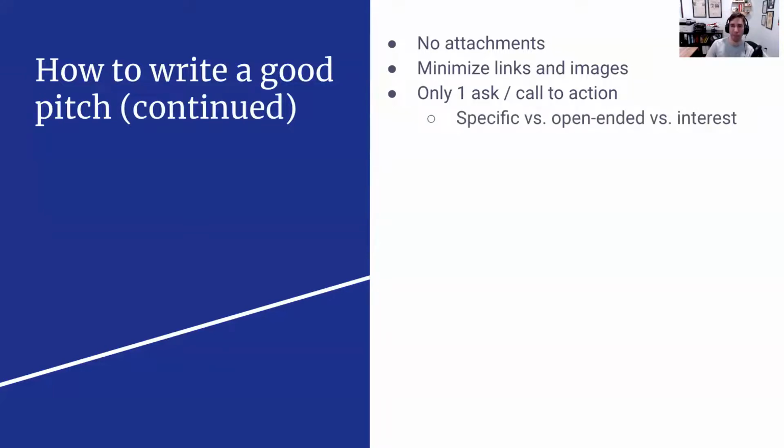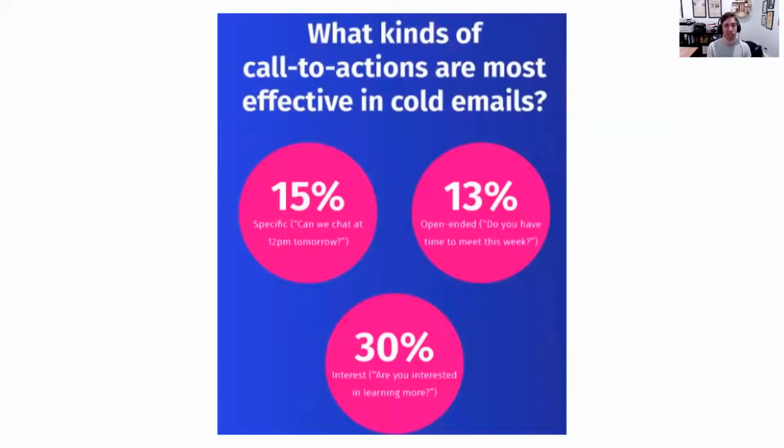And now I want to talk a little bit about the types of calls to action that we can have. There's specific, open-ended, or interest-oriented, and the reply rates are very different from some research that we've seen. I apologize if this is a little low res. This comes from an infographic we did about cold email, and after the webinar I'll be sharing the infographic as well. Basically, a specific call to action is, can we chat tomorrow at 12 p.m., and just give me a yes or no, and we'll go from there.